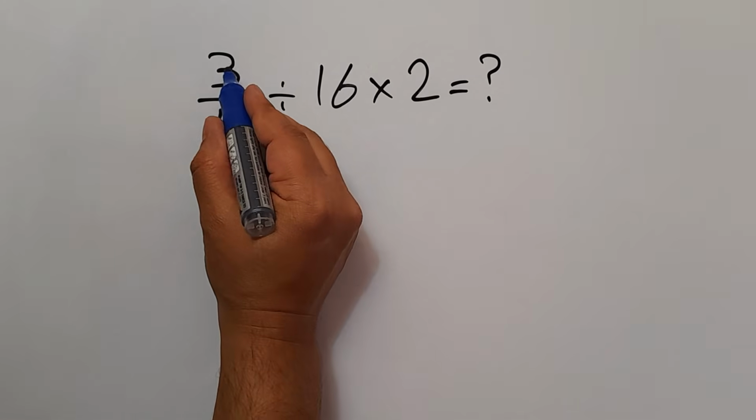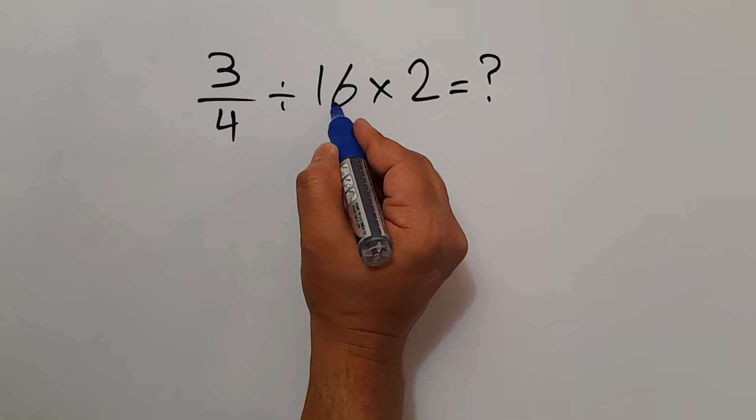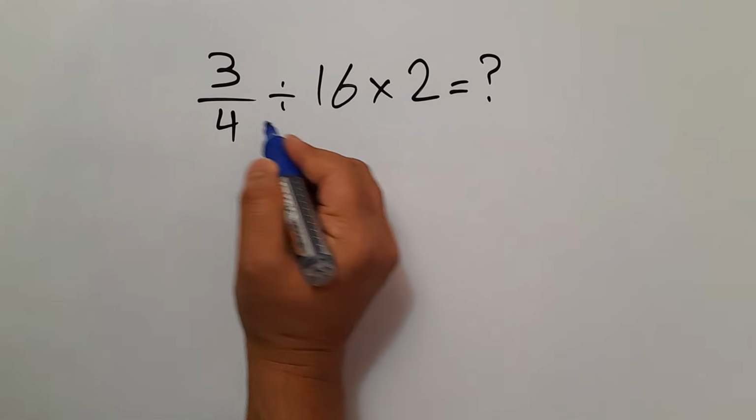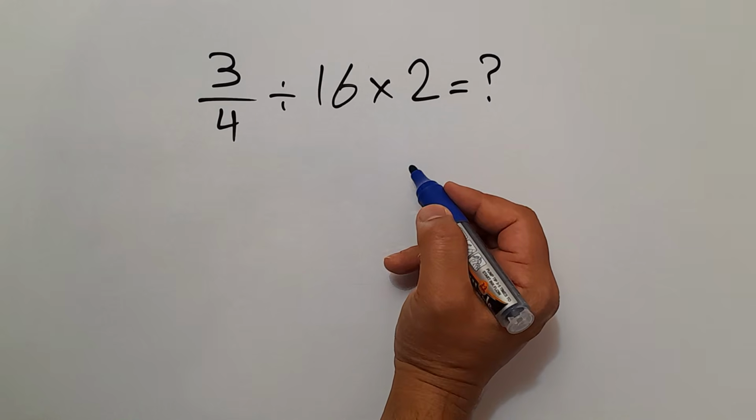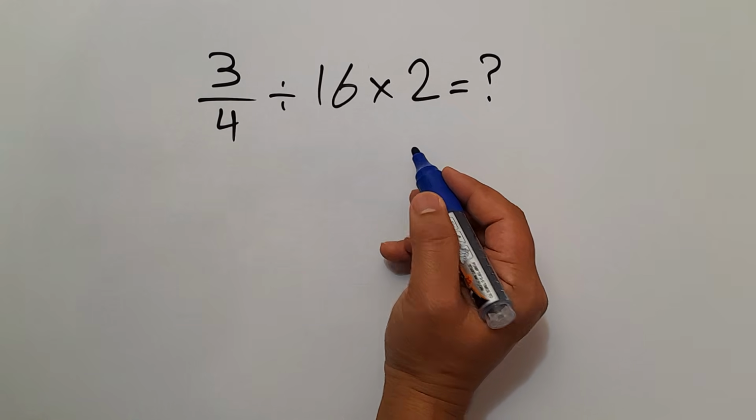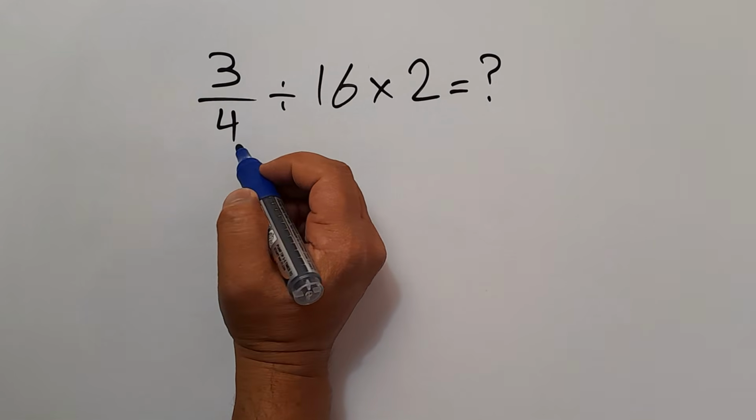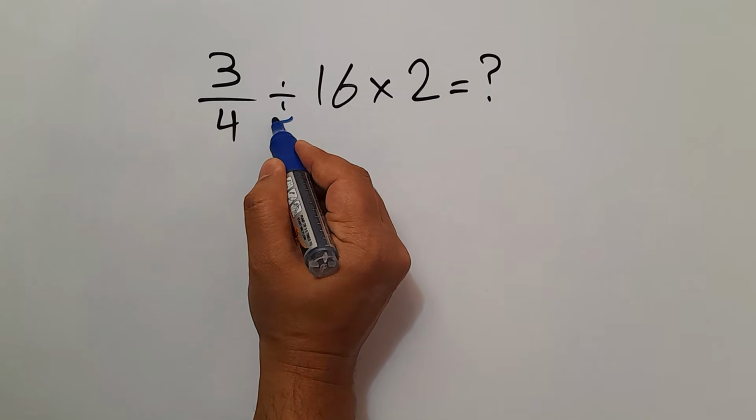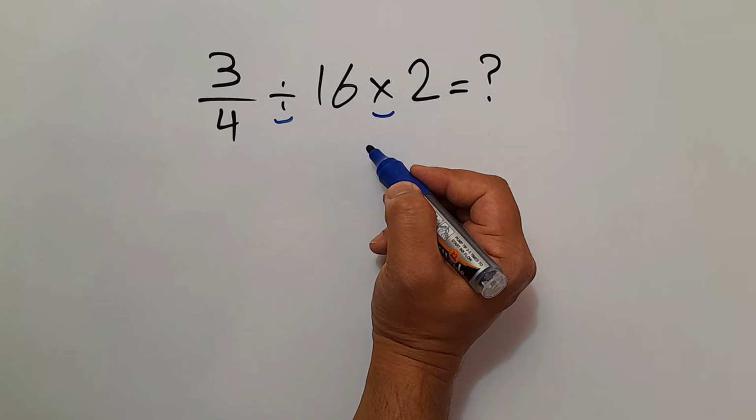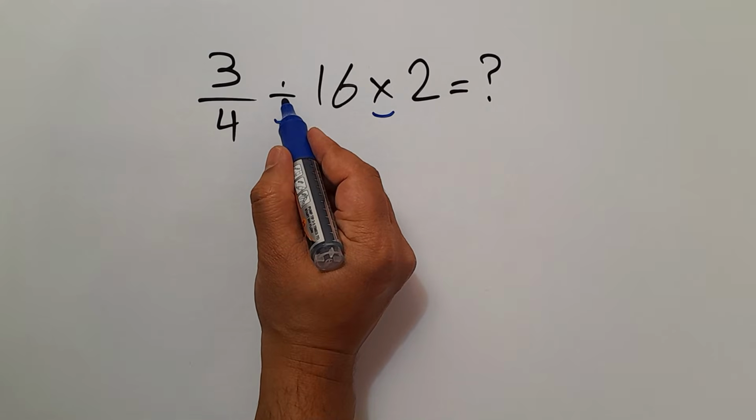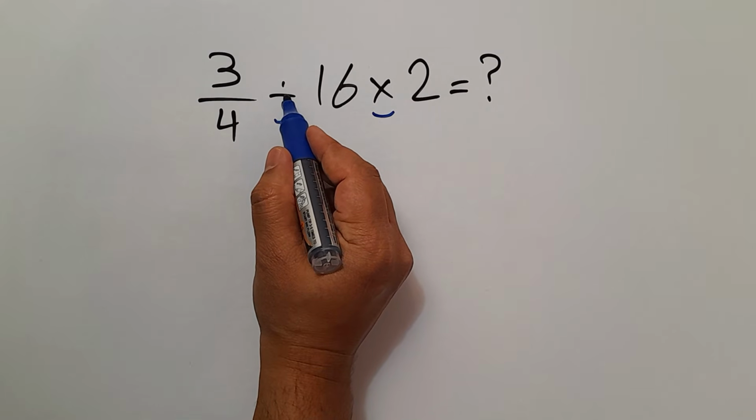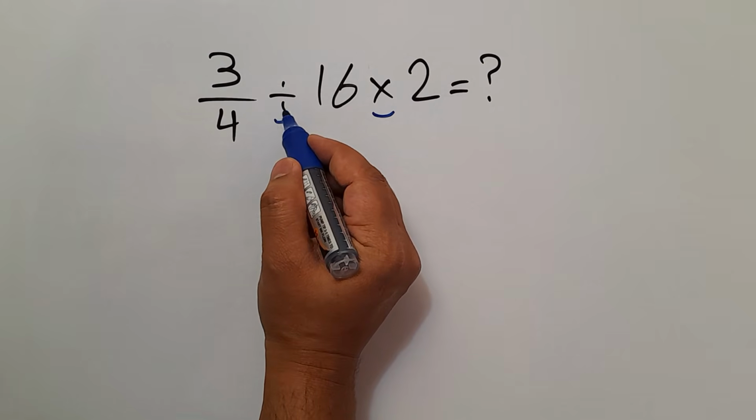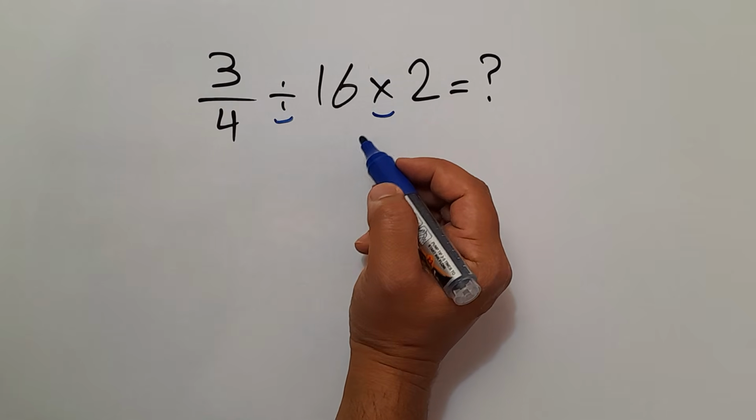We have 3 over 4 divided by 16, then times 2. We want to find the value of this expression. Are you ready to solve? Let's get started. Here in this expression we have this division and this multiplication. As we know, multiplication and division have equal priority and we have to work from left to right. So first this division and then this multiplication.